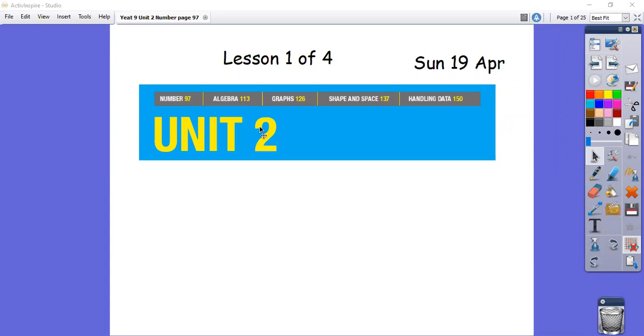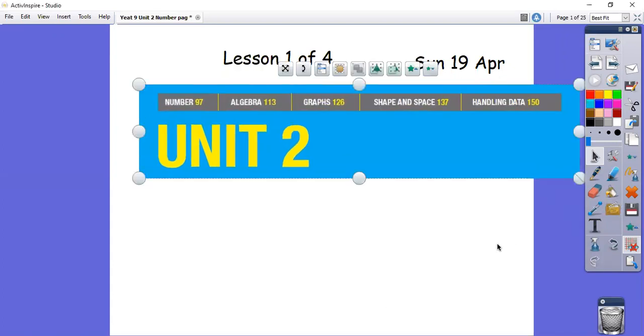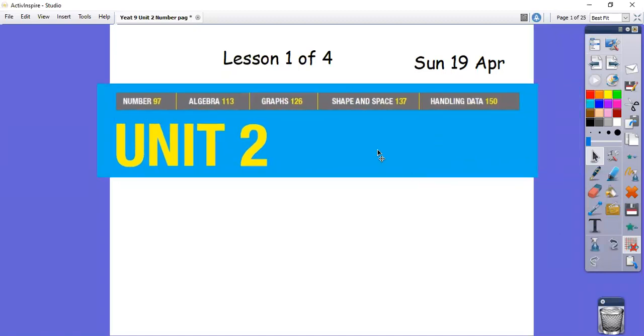We're now going to move on to Unit 2. The first topic in Unit 2 will be numbers, which starts on page 97 of the book. Then we'll move on to algebra, then graphs, then shape and space, then handling data. This is the sequence of lessons we'll see over the next 2 or 3 weeks. And this is just an overview for the week.